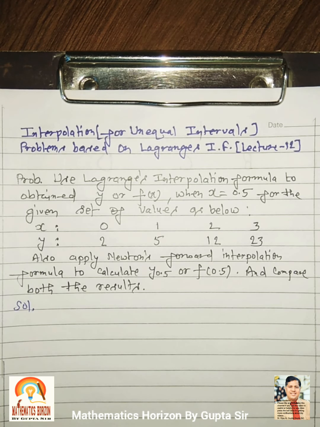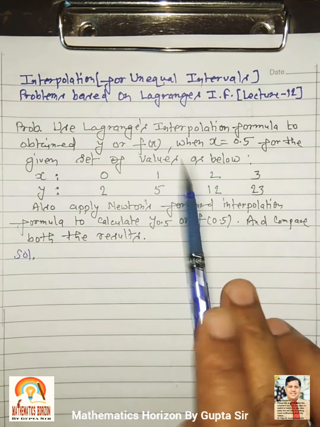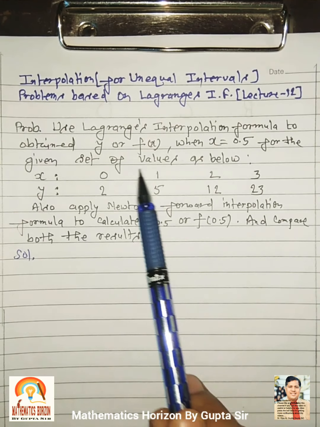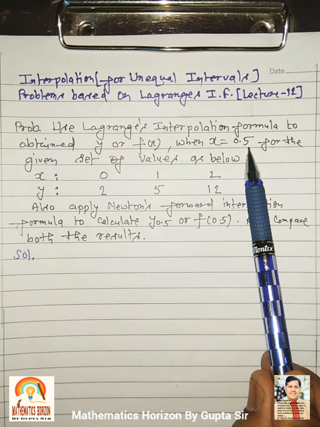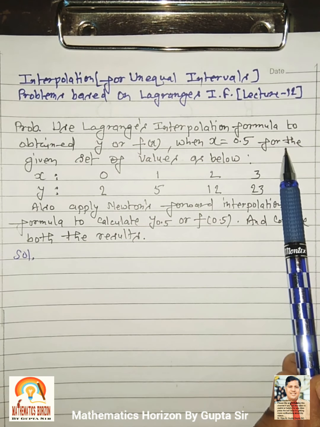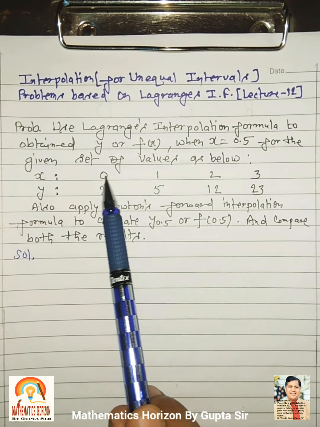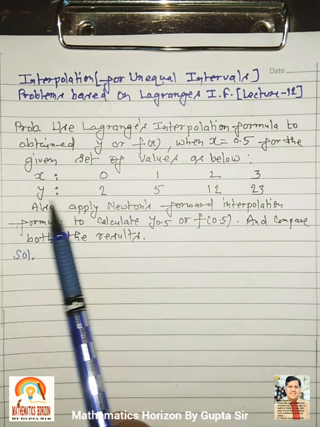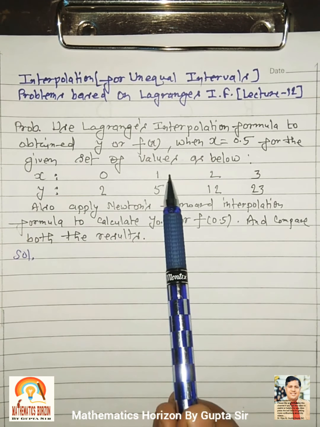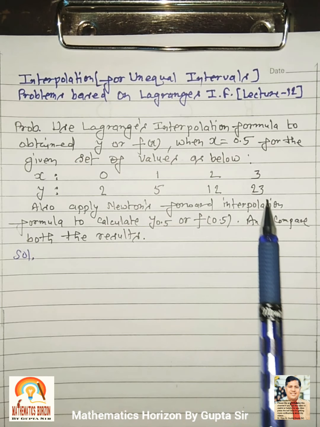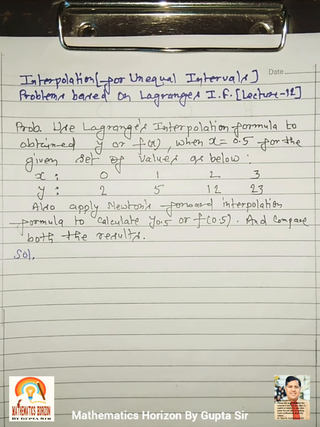Suppose we have a problem. Use Lagrange's interpolation formula to obtain f(x) when x is equal to 0.5, for the given set of values: x equal to 0, 1, 2, 3 and y equal to 2, 5, 12 and 23.